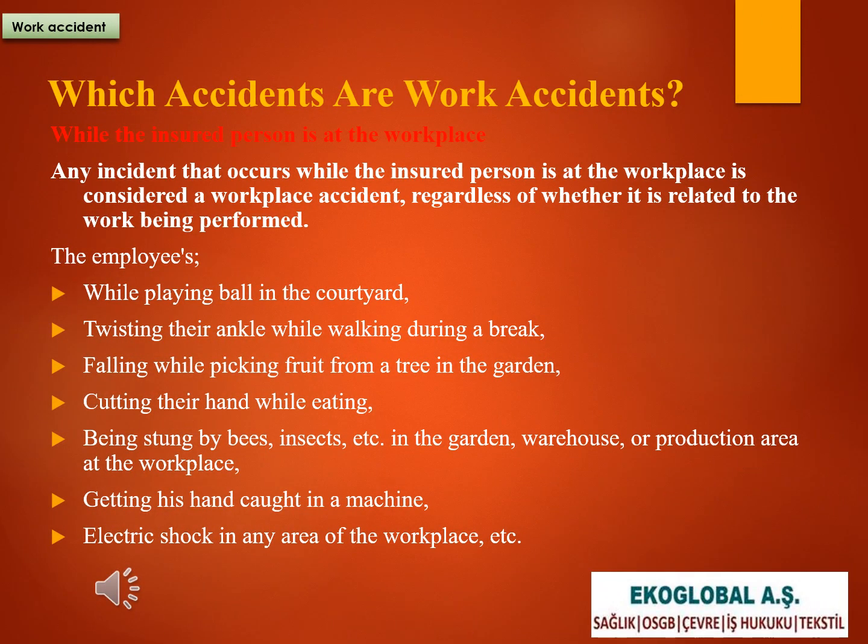Any incident that occurs while the insured person is at the workplace is considered a workplace accident, whether or not it is directly related to the work performed. Examples include playing ball in the courtyard, twisting an ankle during a break, falling while picking fruit in the garden, cutting a hand while eating, bee or insect stings in garden/warehouse/production areas, a hand caught in a machine, or electric shock in any area of the workplace.